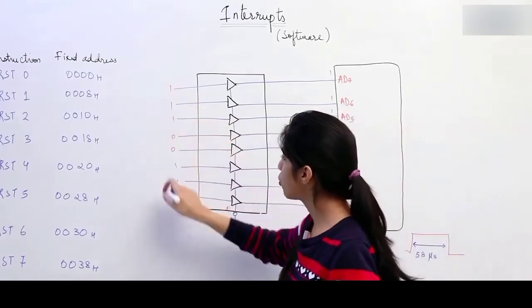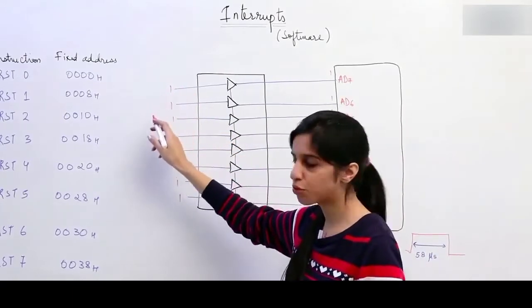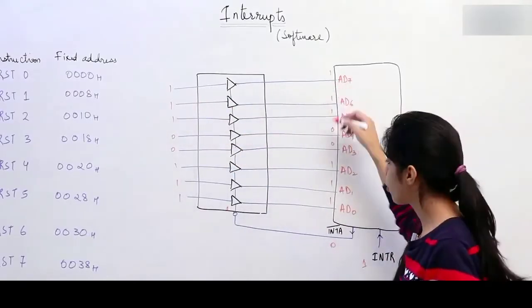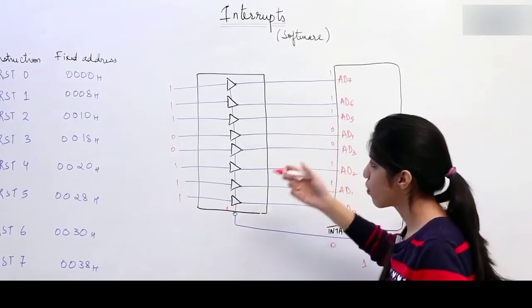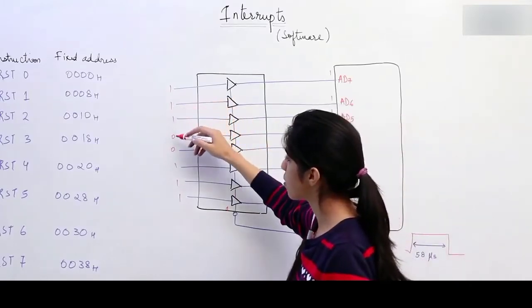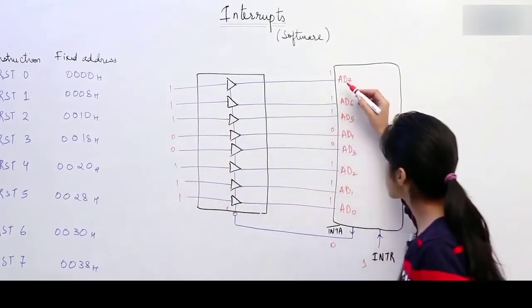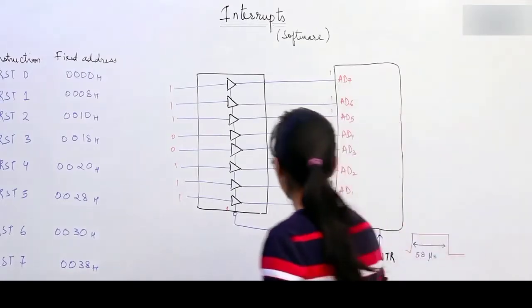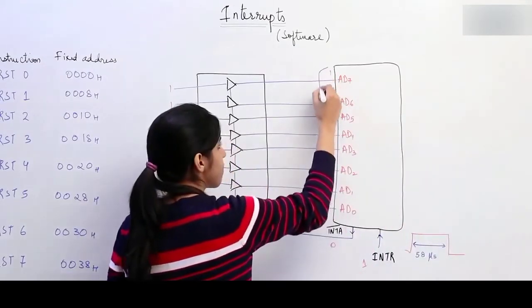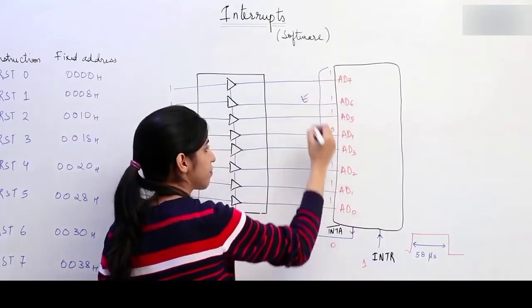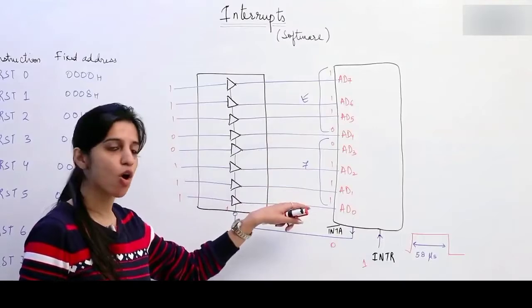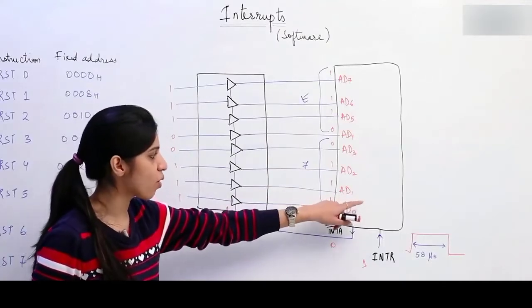Whatever is the input to these gates becomes the opcode for the microprocessor. Suppose the input was 11100111. So this becomes the opcode here. Now see, this is E, 0111 is 7. So E7 is the opcode that the microprocessor got.